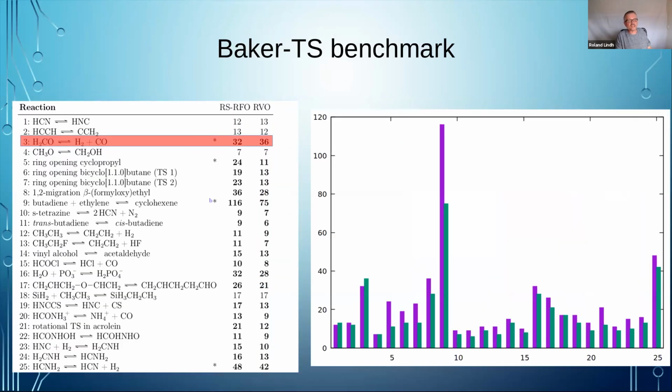For the Baker test suite, I'm doing the same. And the only case we found so far, in this case, where the new procedure performs worse than the conventional method is here for reaction 3, a rather small system. So again, on average, a quite significant improvement.